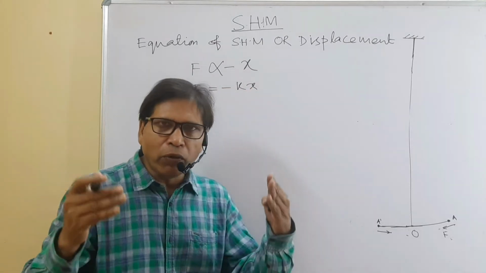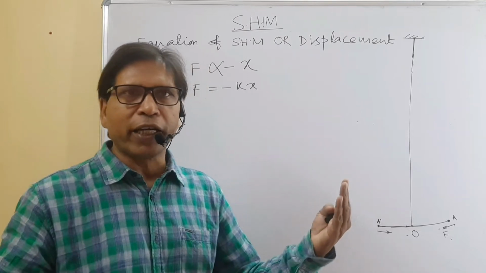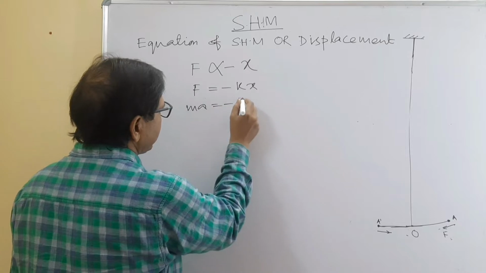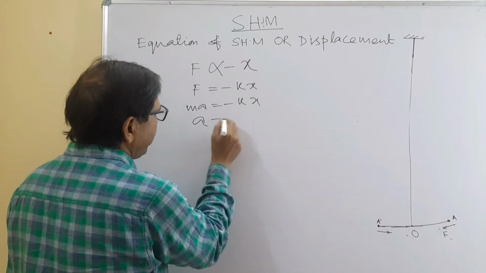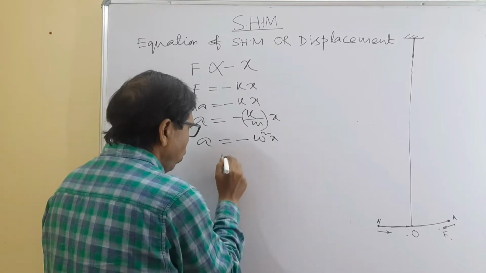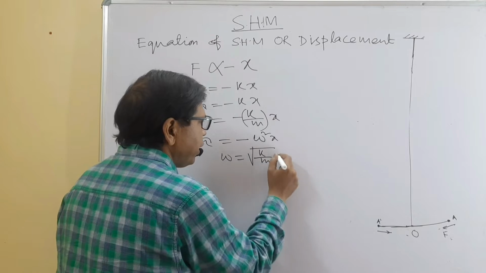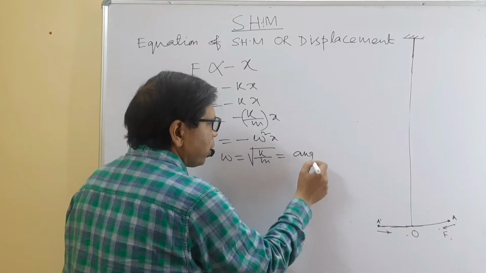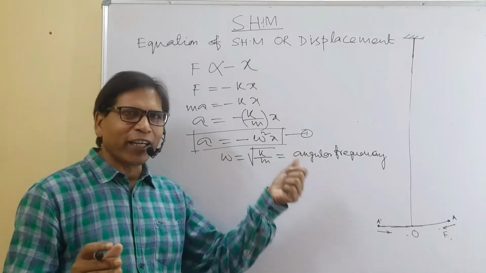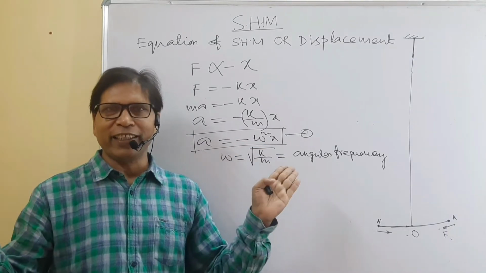Now, according to Newton's second law of motion, force equals mass times acceleration. So m a equals minus kx. Therefore a equals minus k by m times x, where omega equals root under k by m is called angular frequency. The equation a equals minus omega square x is called the acceleration of SHM.